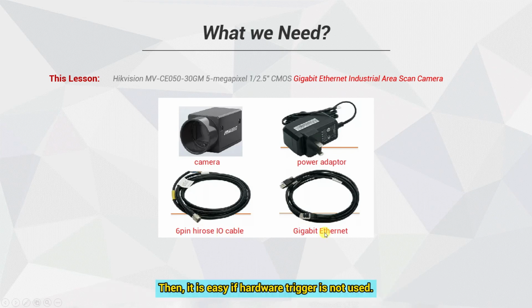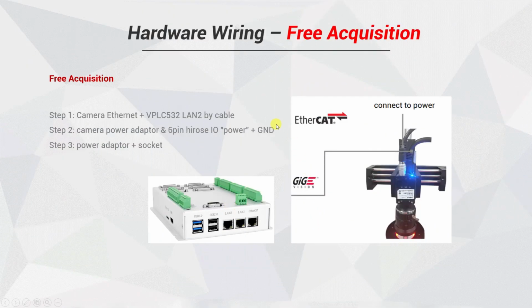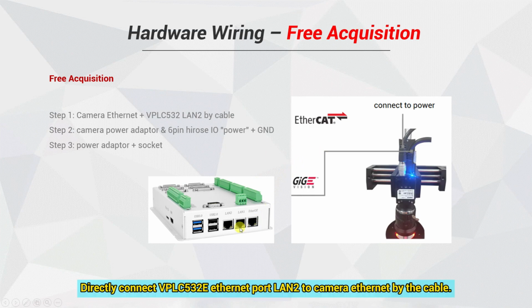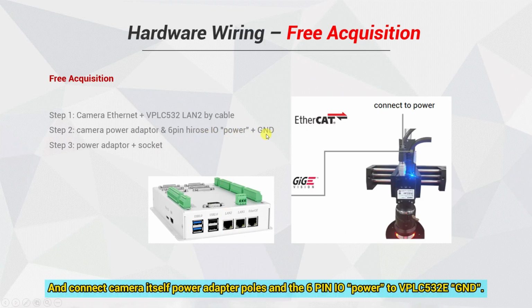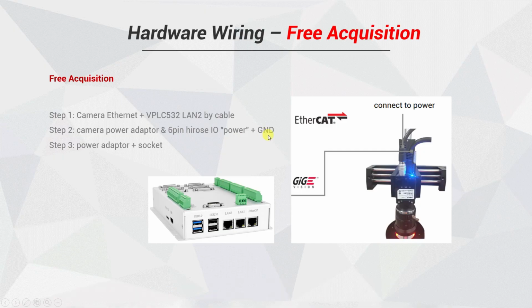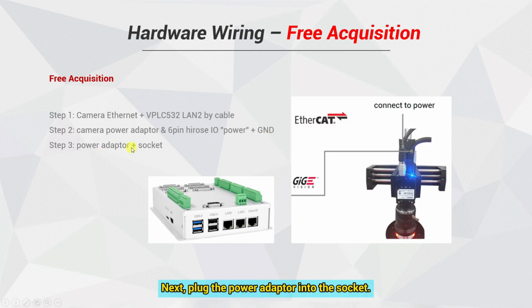Then, it is easy if hardware trigger is not used. Please see this simple showing. Directly connect VPLC532 East Ethernet port LAN 2 to the camera Ethernet by the cable. And connect the camera's own power adapter poles and the 6-pin I/O power to VPLC532 EGND. Next, plug the power adapter into the socket. Now, they are connected, and the corresponding LED will be on.